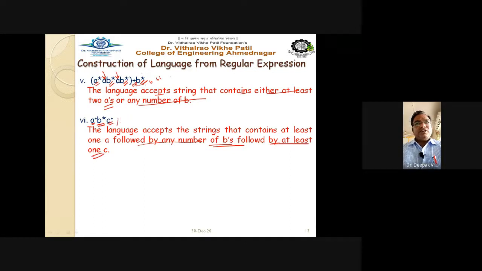So this regular expression defines the language that accepts the strings that contain at least one a. Yes, definitely, because a raised to plus is a positive closure, followed by any number of b's because it is the star closure, followed by at least one c, that is nothing but the positive closure of c, right?